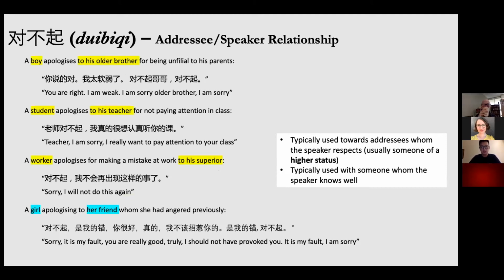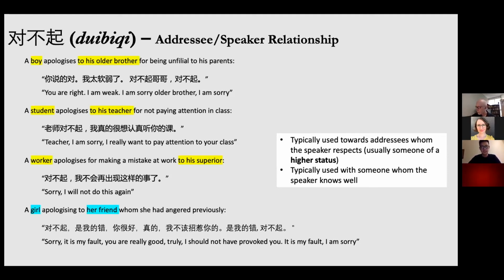It is typically used to addressees whom the speaker respects, so usually someone of a higher status. It is also typically used with those whom the speaker knows well. This could be someone close to the speaker, such as a sibling, a parent, or even a teacher, and it could be someone whom the speaker has worked with for a long time and developed a closer relationship with, such as a worker to his superior.